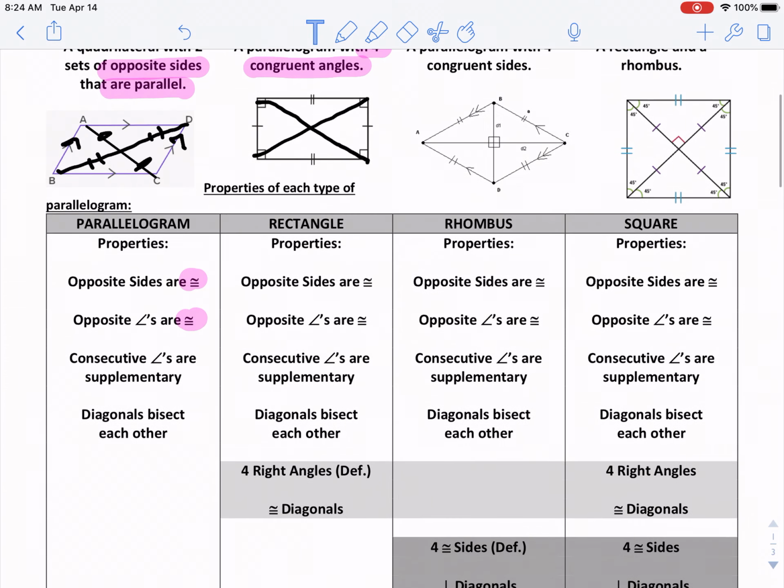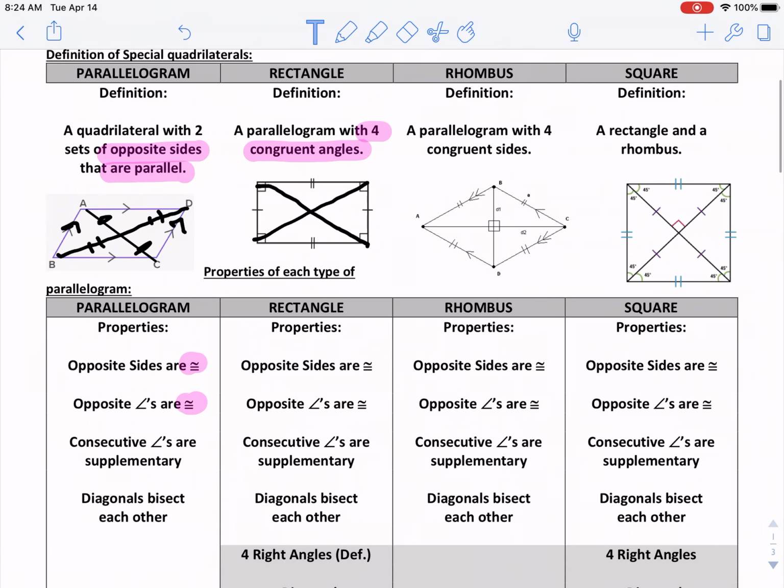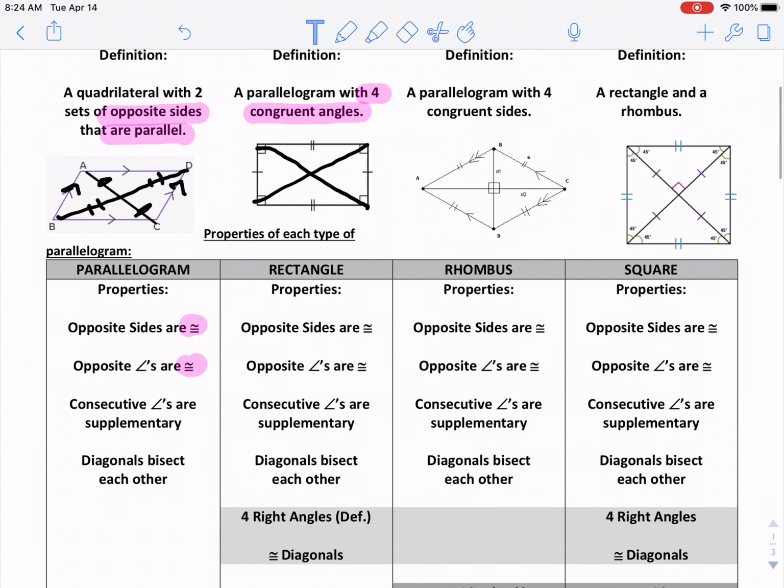Notice a square also has four right angles. So both of those are true for a square as well. Because a square is a rectangle. A square has four right angles.